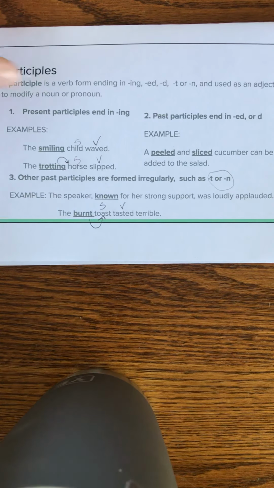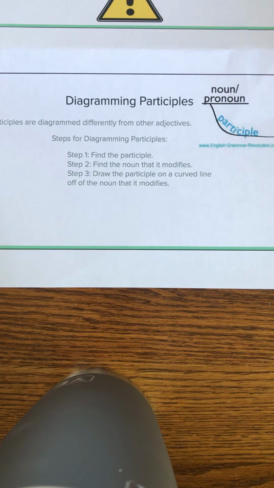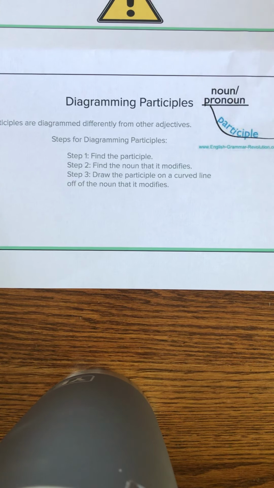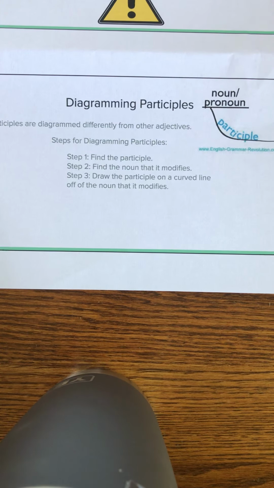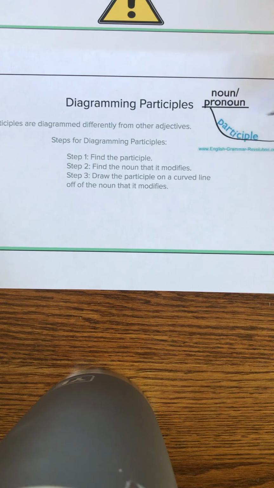Now remember, when we're diagramming participles, they're always going off of the noun or pronoun they modify on this curved line, right? So you always want to find your subject, verb, and complement, and then you look for what the other words are, whether they're prepositional phrases, modifiers like adjectives or adverbs, or participles. If you see a word that's used as an adjective but it's made from a verb, we know that's a participle.